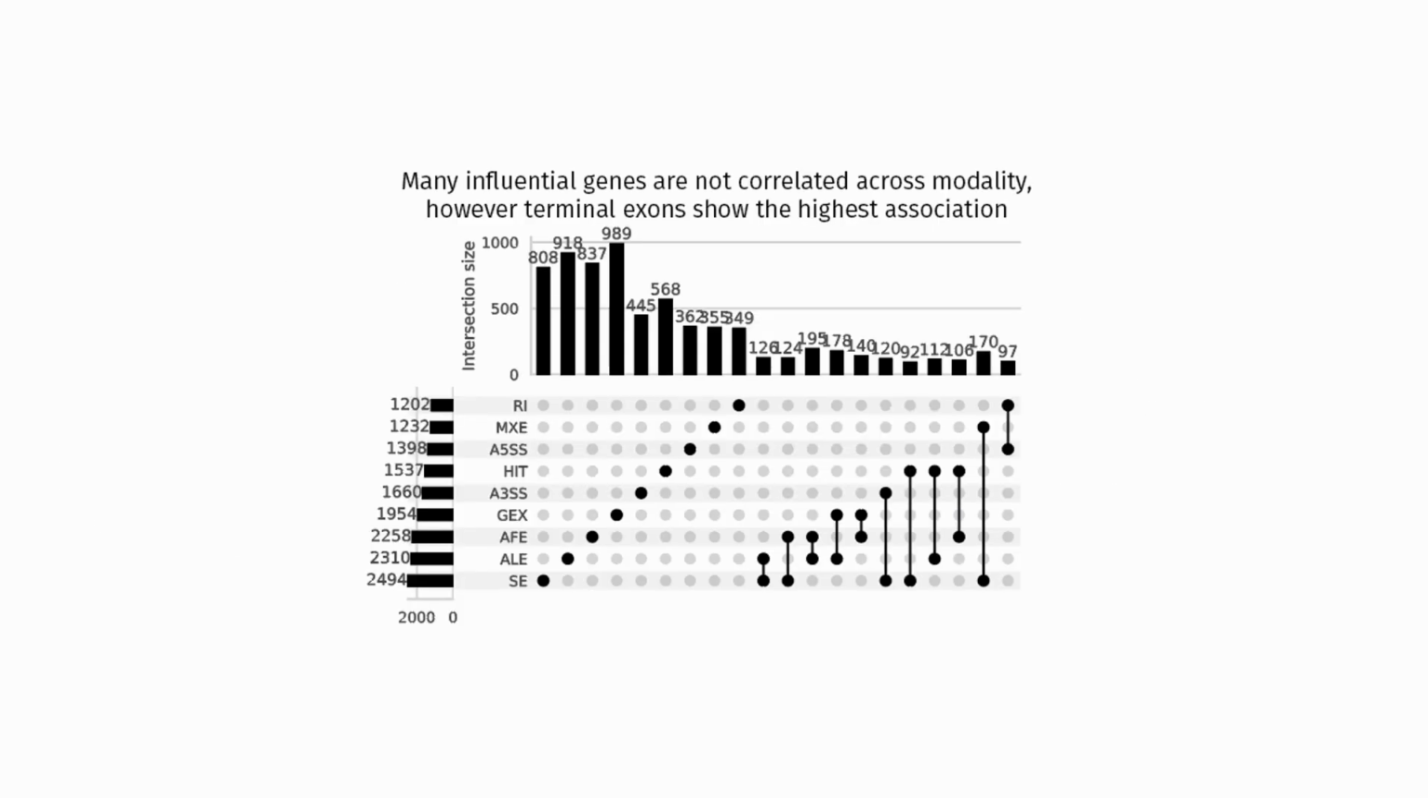One interesting aspect is that many influential genes are not correlated across modality. However, we see that terminal exons show the highest association with each other, and that's here, with the alternative first exons and alternative last exons showing the highest number when there are more than 2 modalities represented.